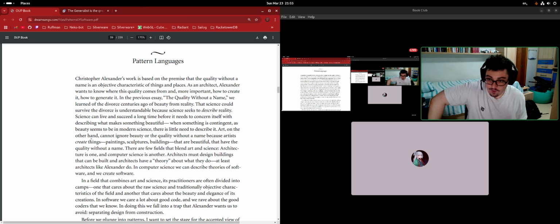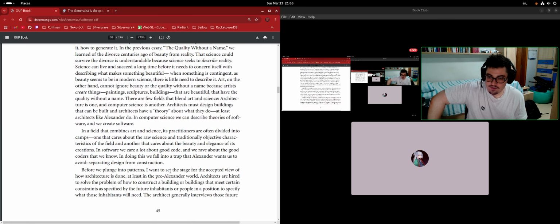Art, on the other hand, cannot ignore this quality because artists are supposed to create things that are beautiful, that have this quality. And there are few fields that blend art and science. Architecture is one of them. Computer science is another. Architects must design buildings that can be built, and architects have a theory about what they do. At least the ones like Alexander.